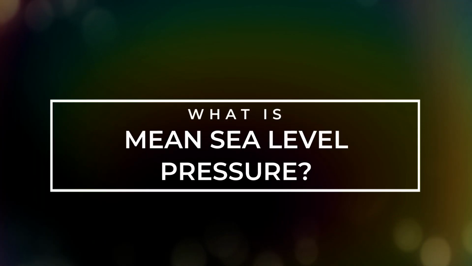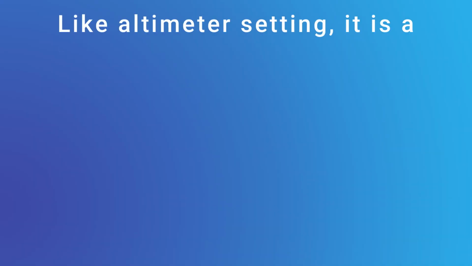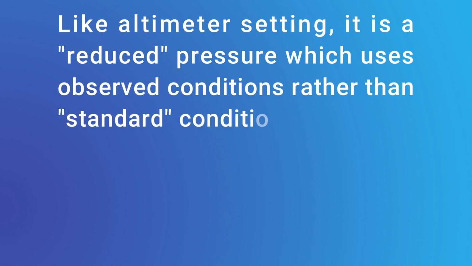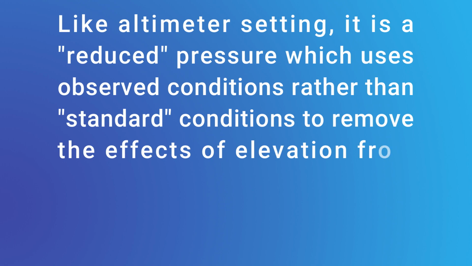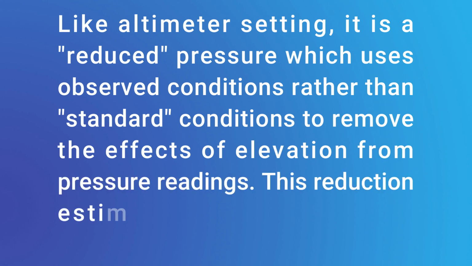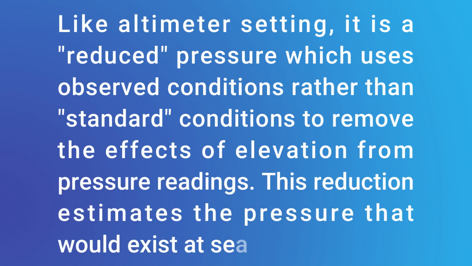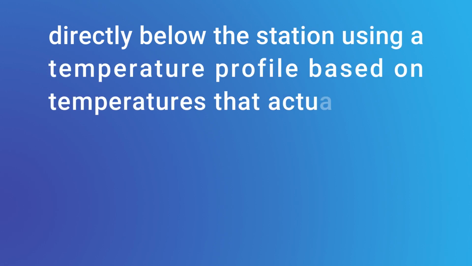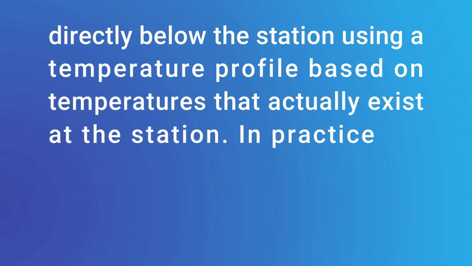What is mean sea level pressure? This pressure reading is most commonly used by scientists to track weather at the surface. Like altimeter setting, it is a reduced pressure which uses observed conditions rather than standard conditions to remove the effects of elevation from pressure readings. This reduction estimates the pressure that would exist at sea level at a point directly below the station using a temperature profile based on temperatures that actually exist at the station.